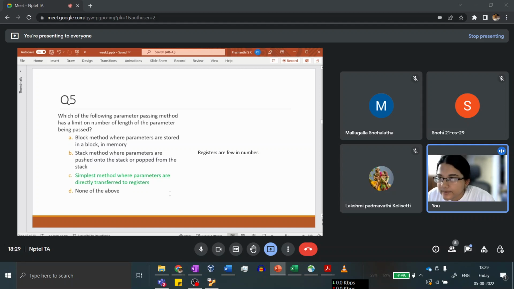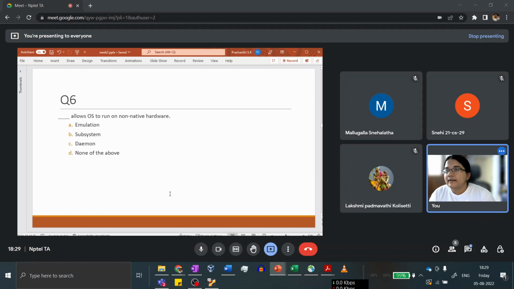Okay, let's move to the next question. Dash allows the OS to run on non-native hardware, and your options are emulation, subsystem, daemon, none of the above. This is a straightforward terminology question, right? So it's a pretty easy one. Any answers?